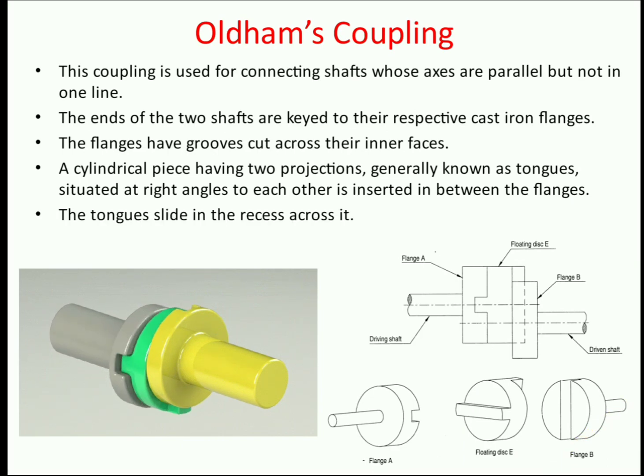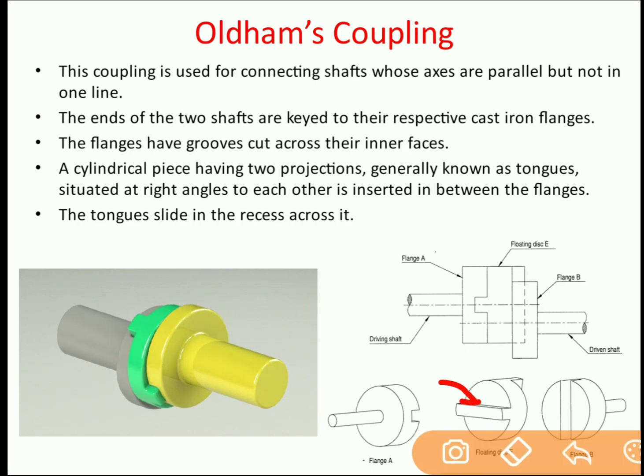The tongue slides inside the recess across it. You can see two tongues over here. Two tongues are nothing but the projections which are there on the floating disc, and it can slide inside the slots which are provided in the flange A and flange B.